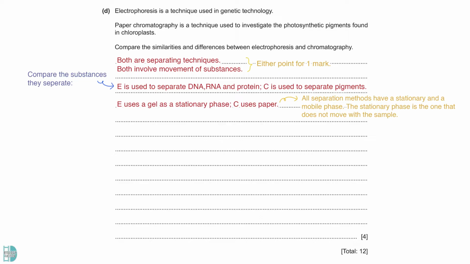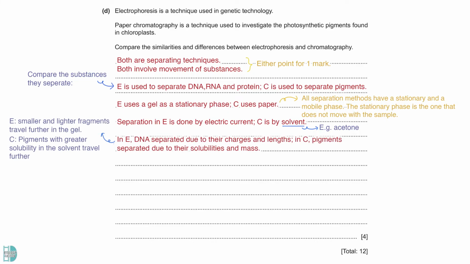All separation methods have a stationary and mobile phase. The stationary phase is the one that does not move with the sample. The separation in electrophoresis is done by electric current, while chromatography is done by solvents such as acetone. In electrophoresis, DNA fragments are separated due to their charges and lengths. Smaller and lighter fragments travel further in the gel. In chromatography, pigments are separated due to their solubilities and mass. The greater the solubility in the solvent, the further the pigment can travel on the paper.